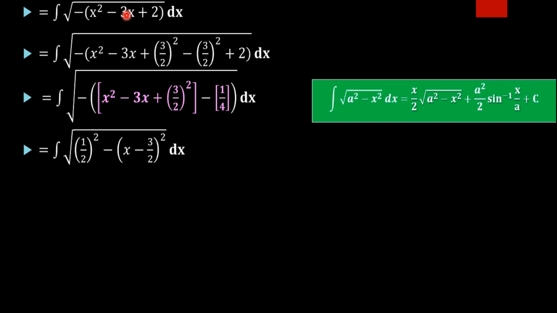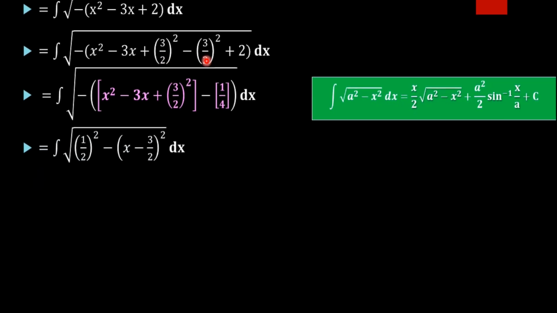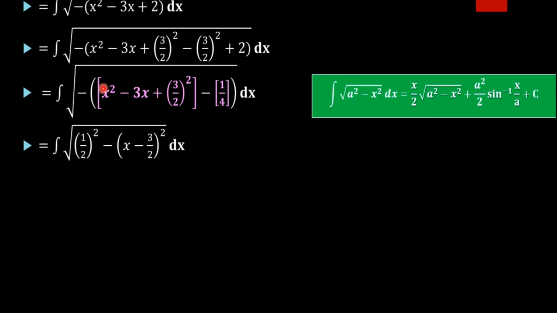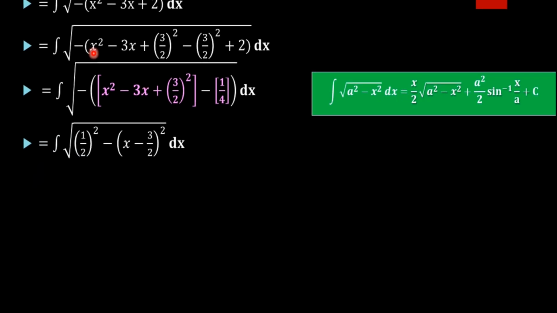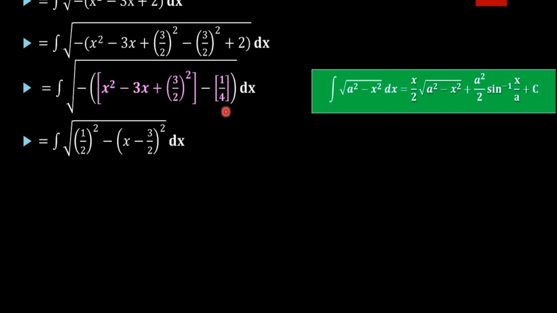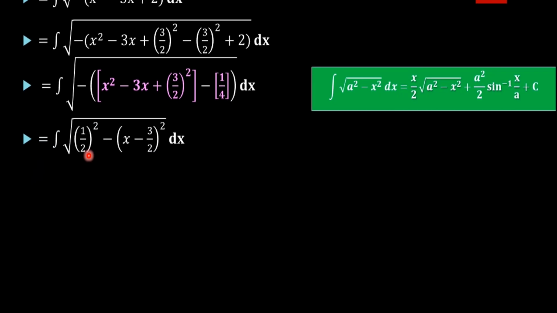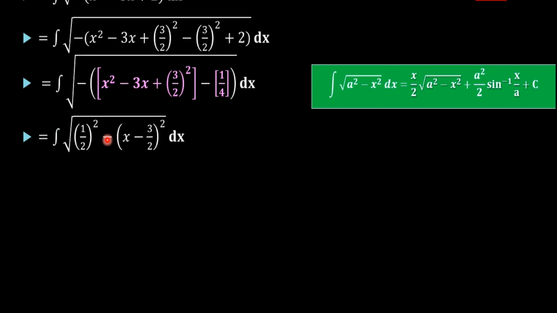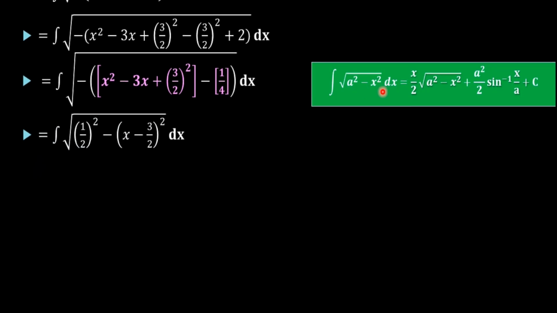Here half of the coefficient of x is 3. Then we add (3/2)² and subtract (3/2)². Now on taking this term, we get (x − 3/2)², which is of the form a² − b². Here a² is (1/2)². So for that we have done this much step, that is, we get the term in the form of a² − x².